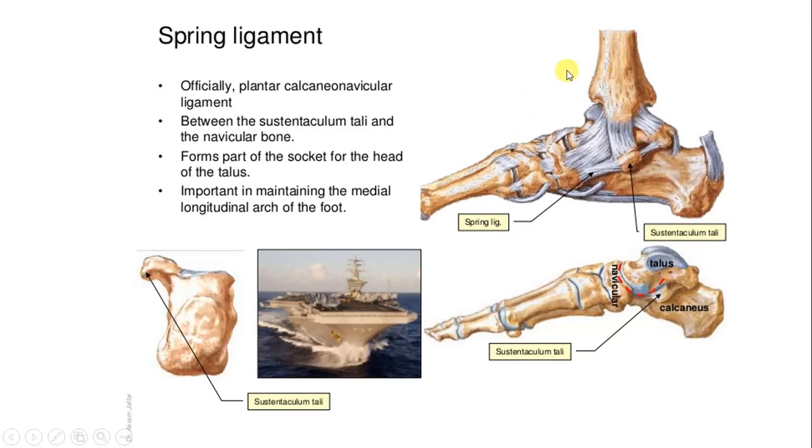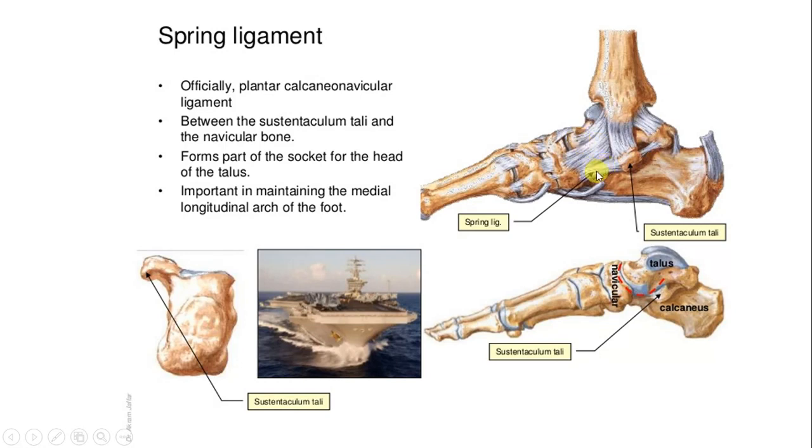See further, a spring ligament. A spring ligament doesn't mean it's like a coiled spring, but that it has the ability to expand, or it acts with a spring-like action. Officially, it's the plantar calcaneonavicular ligament, between the sustentaculum tali and the navicular bone. So here is the sustentaculum tali, and here is the navicular bone. So here is the spring ligament. It forms part of the socket of the head of the talus. Here is the head of the talus.